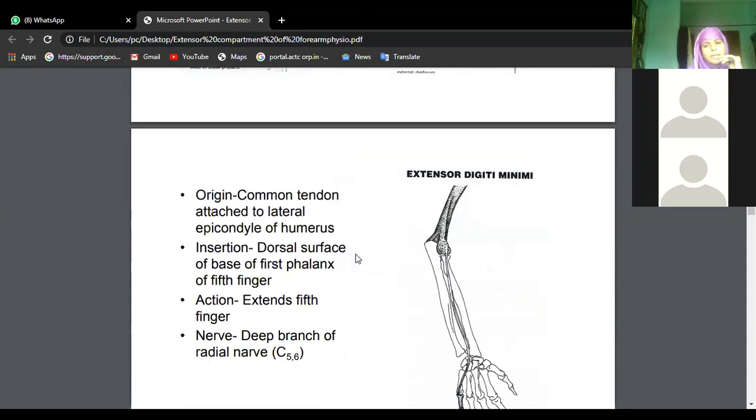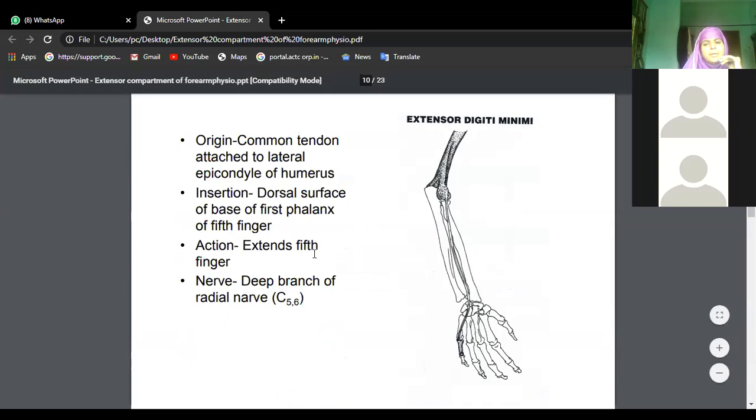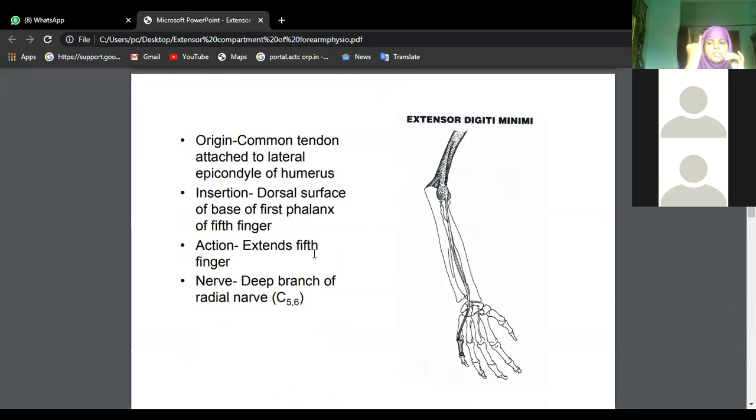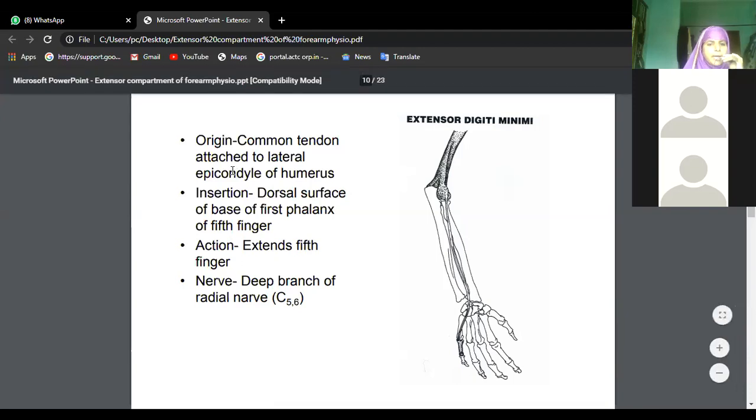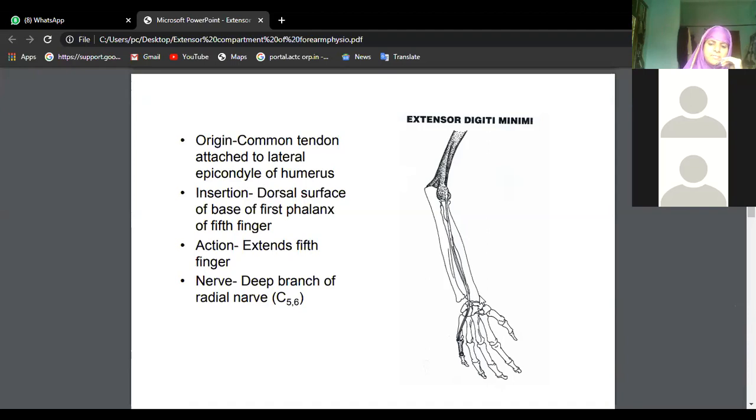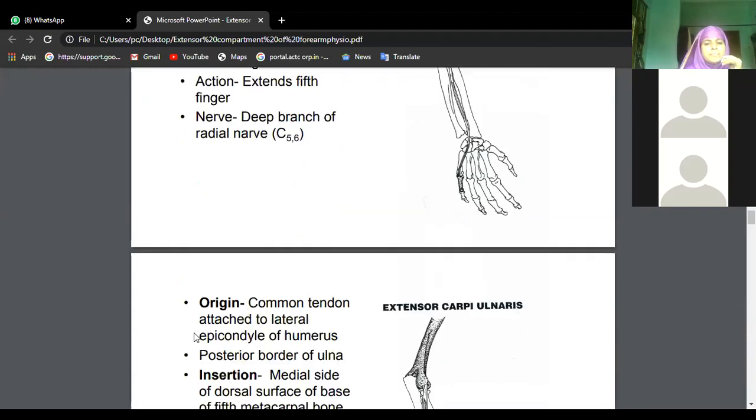Then extensor digiti minimi. Digiti minimi means it goes to the little finger. It also comes from the common extensor origin, that is the lateral epicondyle of the humerus, and it is inserted into the dorsal surface of the base of the first phalanx of the fifth finger. Always on the dorsum of the hand, the dorsal surface everywhere, because this is the dorsal aspect. What does it do? It extends. Nerve supply is the radial nerve.